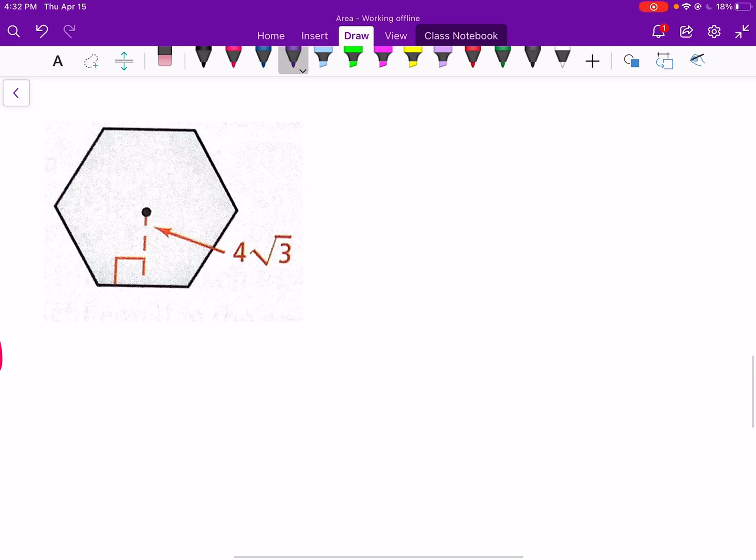Now this is the last example. So we know we're going to need a perimeter and our apothem. Well, it gives us the apothem as 4 square root of 3. So let's look at this right triangle right here. And we want to find a side length, that way we can find the perimeter. So we want to find that bottom length right there of our highlighted triangle. And it gives us the apothem, so I need to find an angle to use to find that value.